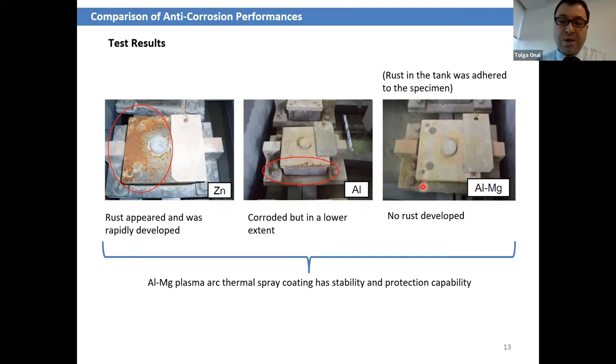In case of aluminium magnesium coating, we saw some traces of rust, but actually this rust did not develop on the test pieces. This rust developed on other test pieces and remained in the tank and adhered to these specimens when they were dipped in the tank for testing. So actually no rust was developed on these test pieces. And this test for bridge bearings also showed us the stability and the protection capability of aluminium magnesium coating.